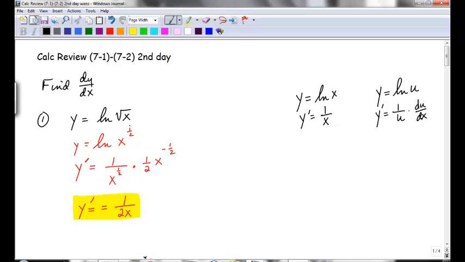So this x to the 1/2 power, the derivative of this is 1 over that. You could write that as radical x, times the derivative of x to the 1/2 power. So that'd be 1/2 x, depress that exponent by 1, to the negative 1/2. And then you can simplify it down to 1 over 2x. You should get all the way down to that answer. Okay?